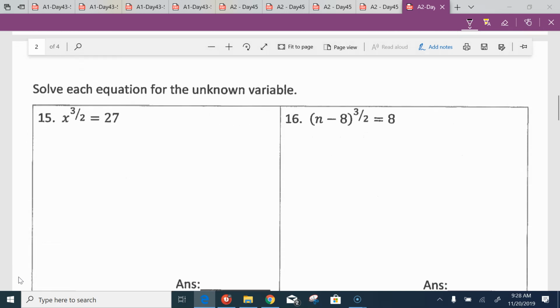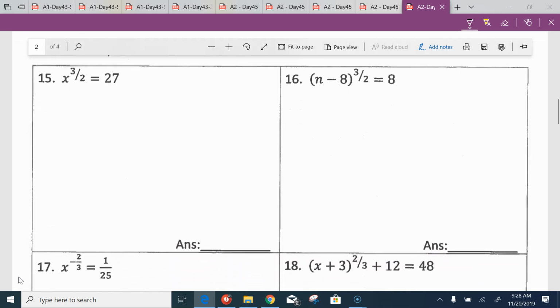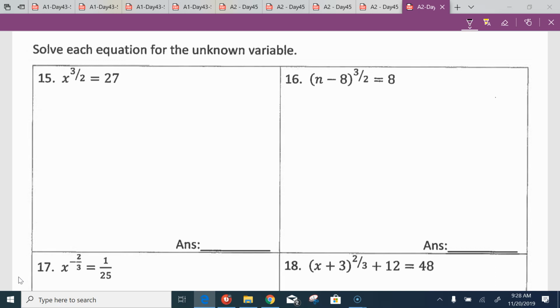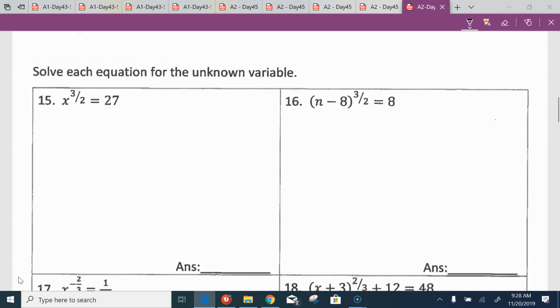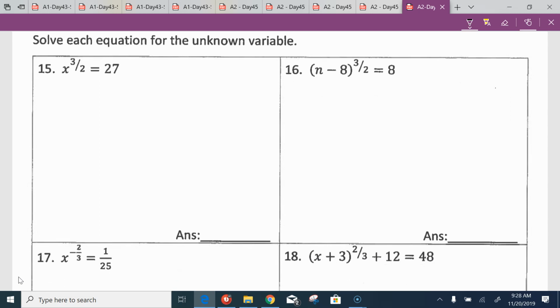On the back, now we're going to be solving each rational exponential equation. And we should be getting whole numbers, or number answers for this. So we're going to find out what x or n or whatever the variable actually equals. So without further ado, number 15. Whoops, we locked my screen down. I do that quite a bit.